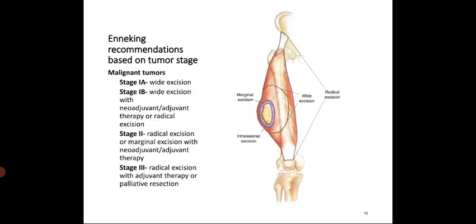Now for malignant tumors, we have a different recommendation. All of them involve wide excision, and starting at stage 1B, you already have neoadjuvant or adjuvant therapy. For stage 2, you do radical excision or marginal excision with neoadjuvant or adjuvant therapy. And finally, for stage 3, you always do radical excision with adjuvant therapy or palliative resection.